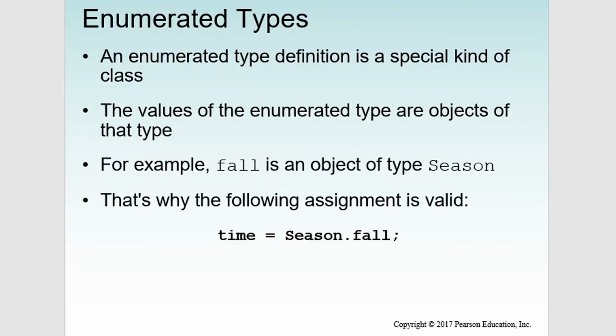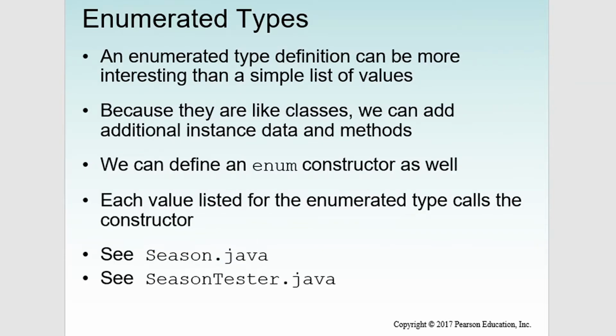An enumerated type definition is a special kind of class. The values of the enumerated type are objects of that type. For example, fall is an object of type season. That is why the following assignment is valid: time = season.fall. An enumerated type definition can be more interesting than a simple list of values. Because they are like classes, we can add additional instance data and methods. We can define an enum constructor as well.